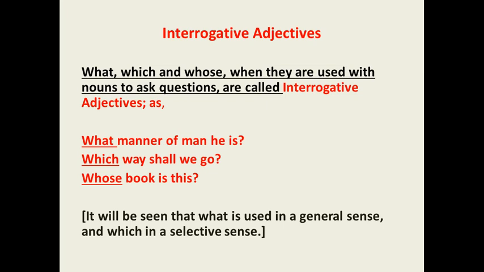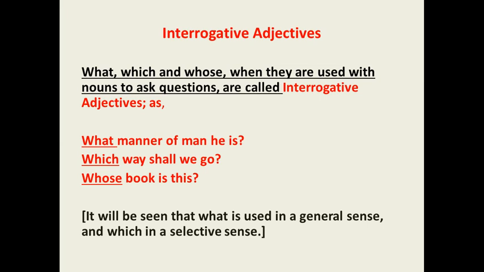The next one is interrogative adjectives: what, which and whose. Pay attention, when they are used with nouns to ask questions, they are called interrogative adjectives, as in: What manner of man he is? Which way shall we go? Whose book is this? So, here what, which and whose become interrogative adjectives. Why? Because they are used with a noun.